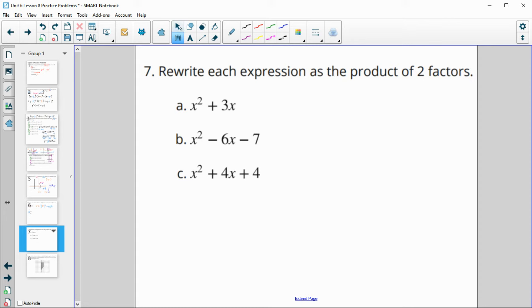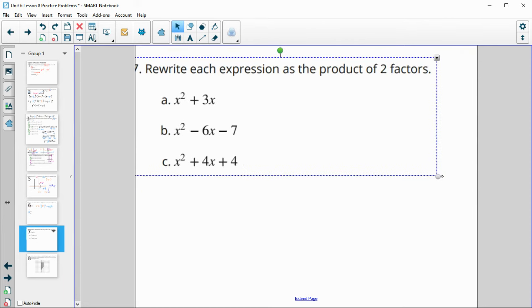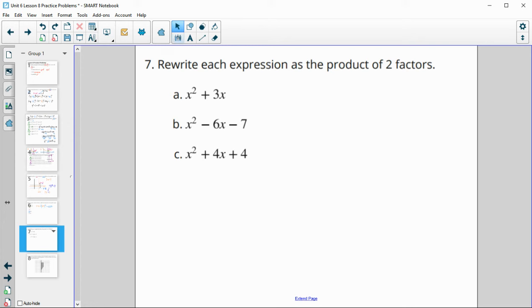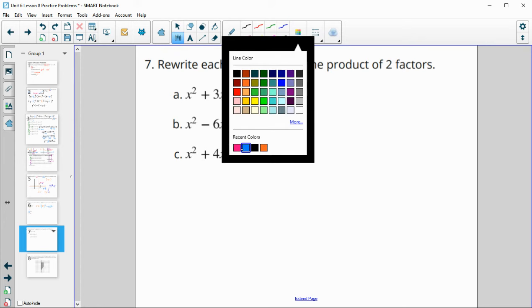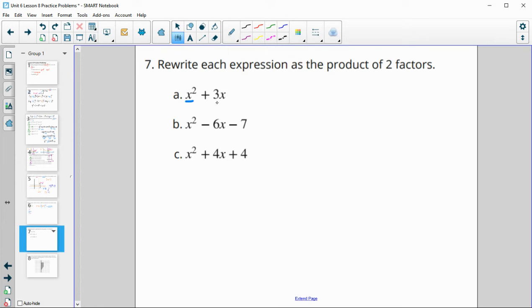Number 7, rewrite the expression as the product of two factors. So in this first one, we just have a common factor of x that we can take out. So we'll factor that out. So after taking the x out, x squared divided by x, we're left with x. 3x divided by x, we're left with 3. Remember, you can look at this and make sure that when you distribute the x, it equals back to this. So x times x is x squared, x times 3 is 3x.